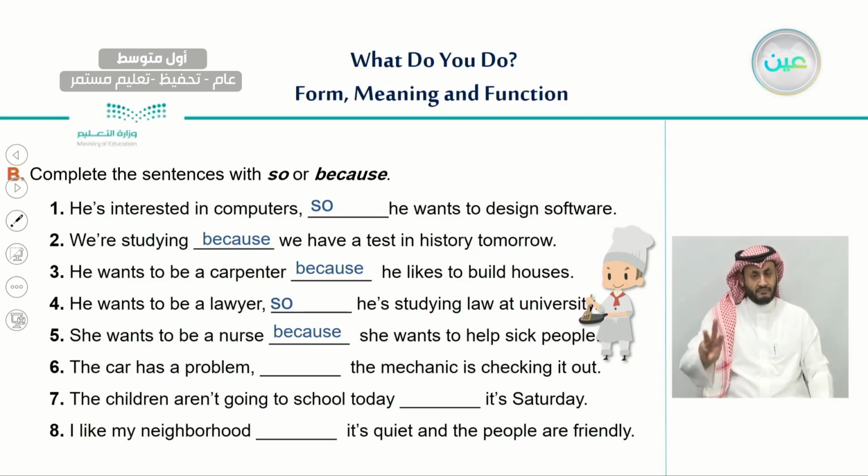Number 6, the car has a problem. Blank, the mechanic is checking it out. So the car has a problem. Can we say here why? No, because this is not a reason. This is a result. So the car has a problem. A result of this problem is that the mechanic is checking it out right now.